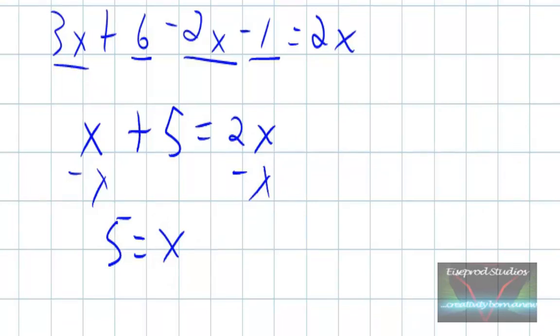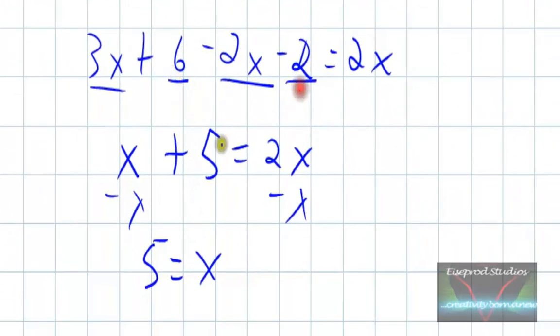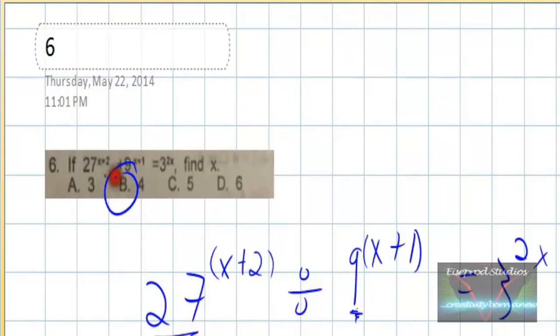And let me double check. Oh, right here. I know I made a mistake. Right here, 2 distributed to the 1. I said I distributed it, but I didn't do it. So this is actually a 2. This is 6 minus 2, making this 4. And this 4. There we go. So 4 is equal to x. Sorry about that. And your answer is B.